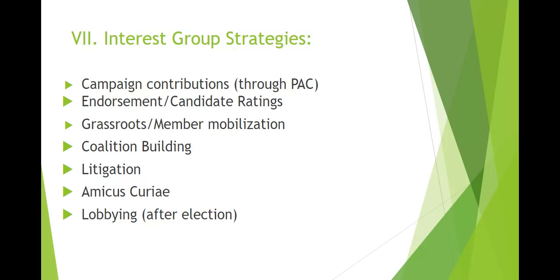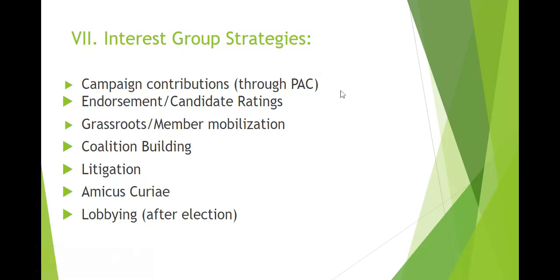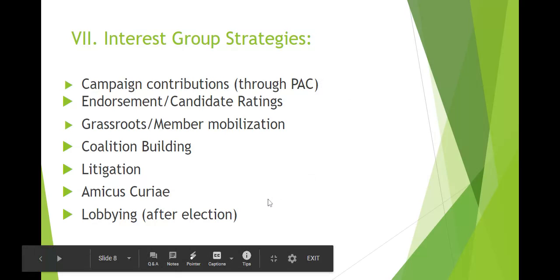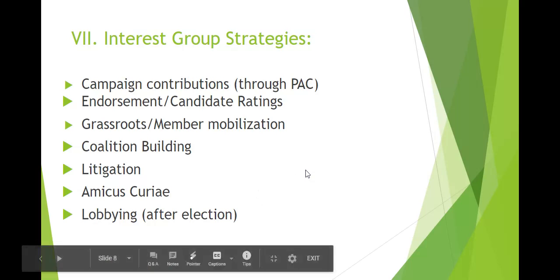And then once the election is over, of course, interest groups are going to use lobbying, where they're going to try to connect with these now elected candidates and get their access time, right? Set up their meetings and say, hey, here's what we expect. Now that we've helped you win, here's what we want from you. Okay, and that's everything on interest groups.